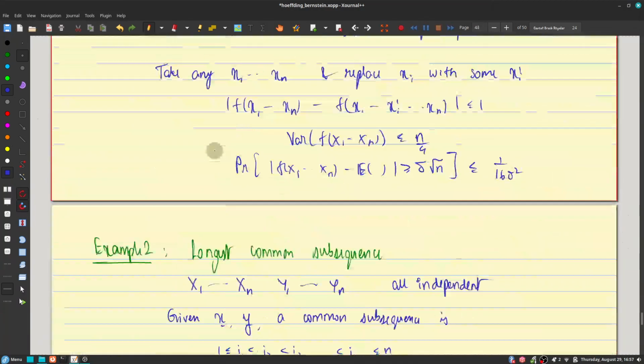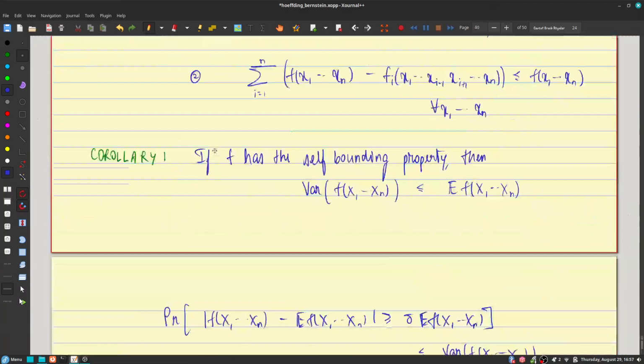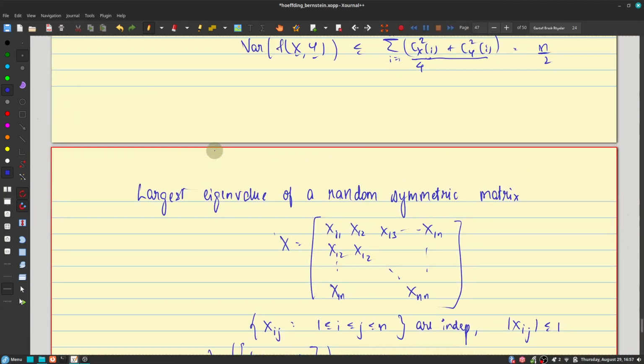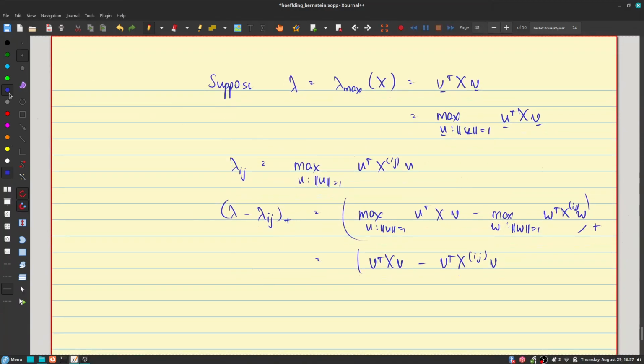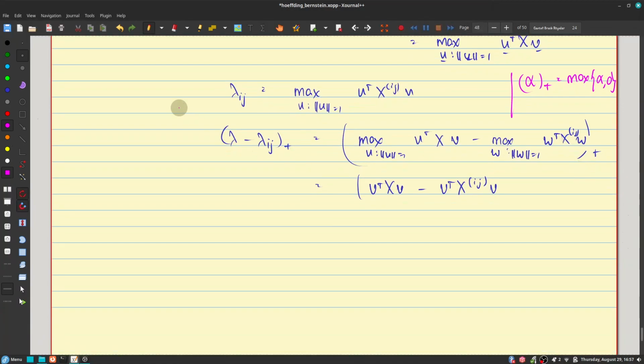So by positive part, I mean the following. Given any number alpha, alpha plus is just the max between alpha and 0. So if alpha is non-negative, then it's equal to alpha. If alpha is negative, then it's equal to 0. Okay, good.